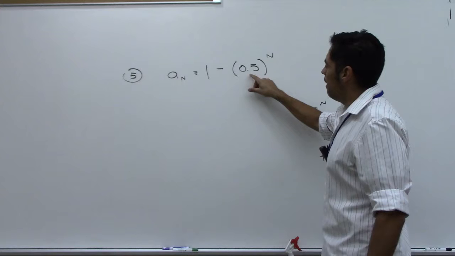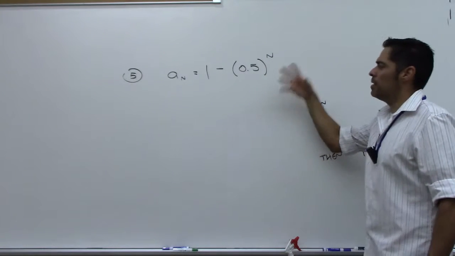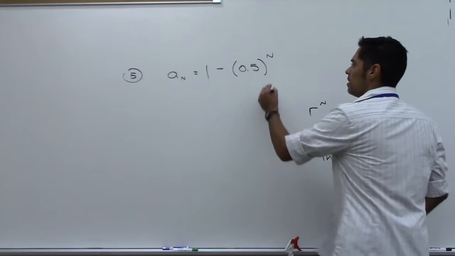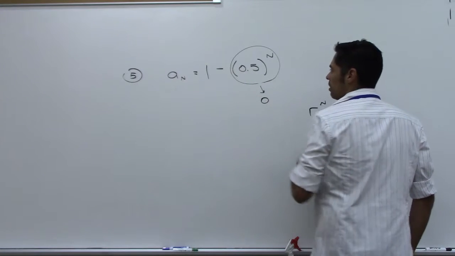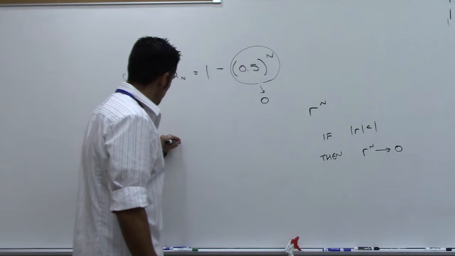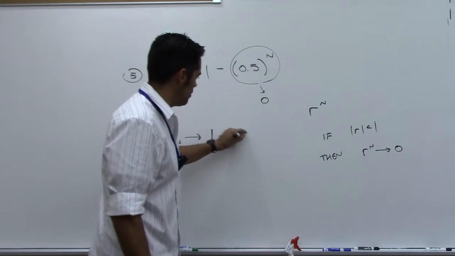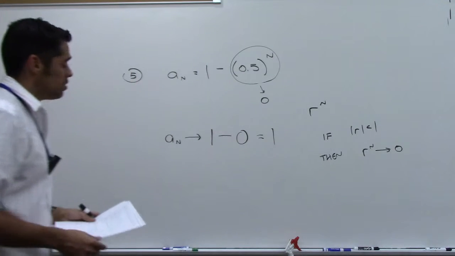If you take 0.5 and you square it, it gets smaller. Cube it, it gets even smaller. Fourth degree gets even smaller. So what's happening is this whole thing right here, as n goes to infinity, goes to 0. So that means that a sub n is headed towards 1 minus 0, which means it's headed towards 1. So it actually converges to 1.